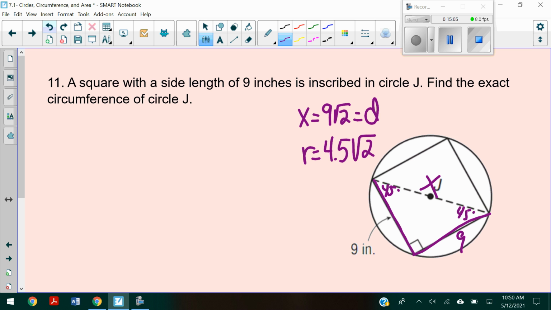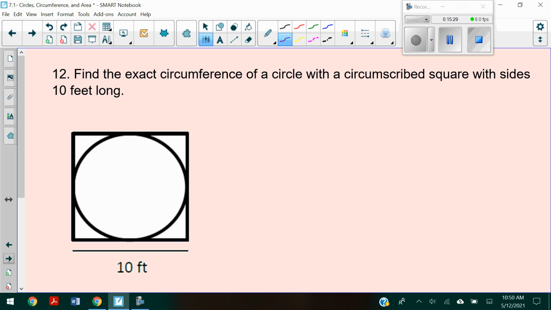So let's go ahead and we are finding the exact circumference. Oh, circumference can use diameter. I don't know why I needed to even find my radius. Circumference, we can say d pi. So my circumference is 9 square root of 2 pi. Make sure the pi is written outside of that square root. There is my exact circumference.